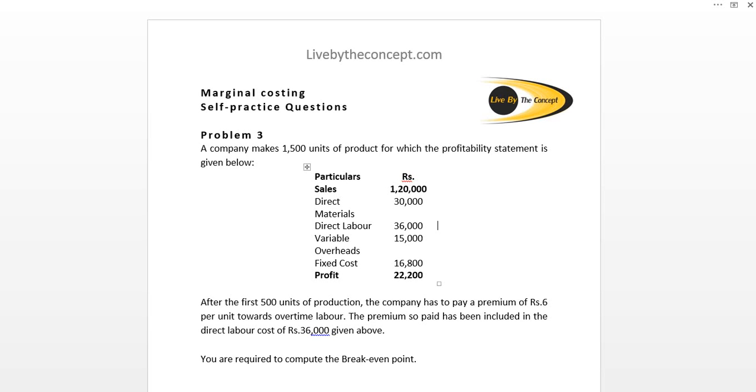Now this cost is changing after the first 500 units which you have produced. That means once you produce 500 units and you are crossing 500 units, your labor cost will increase by rupees 6, which is the premium which we are going to pay to our laborers for the overtime which they have worked. So first of all, we need to find out what is the direct labor cost per unit for the first 500 units and what is the direct labor cost per unit for the production which you are going to have over and above 500 units. So this is the first working note we are supposed to have. So let us just go for the calculation.